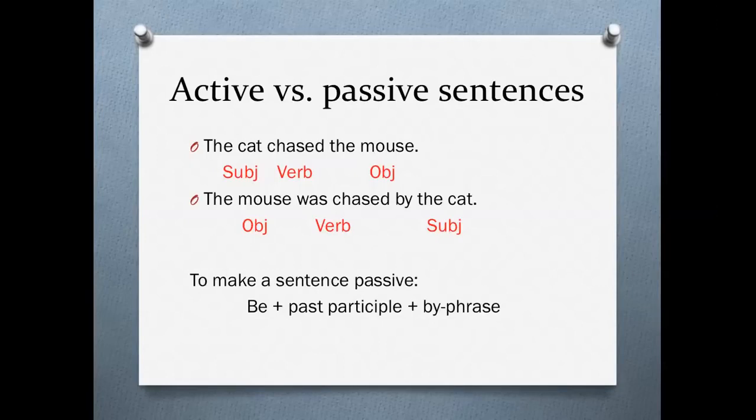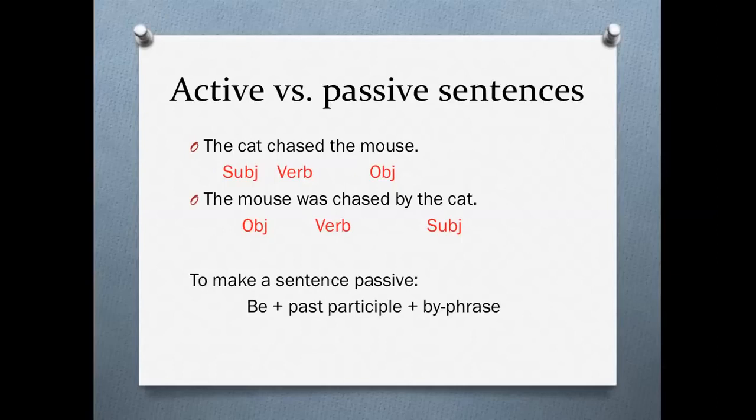Then we change the verb. What we do with the verb is we take a form of the verb be plus the past participle. Okay, so if you look at our example here, the verb is chased. What tense is that? That's simple past. So what is the simple past of be? Well, it's was, right? So we take a form of the verb be, was, plus the past participle of the verb chase, which is chased. Be plus past participle is was chased.